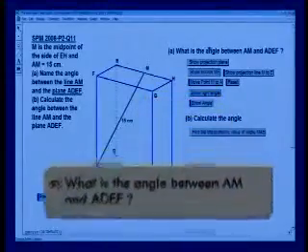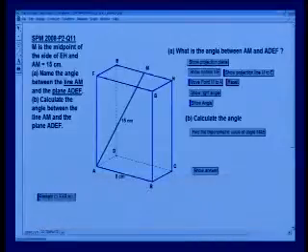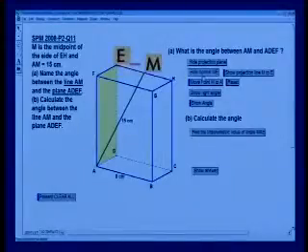What is the angle between AM and ADEF? To answer this question, let us show the projection plane, and this is the line. We are going to find the angle between the line AM and the vertical plane. Just as I mentioned earlier, FG, EH, DC, and AB are all normal to this plane. At this point, M will be projected to E. So ME is the normal.